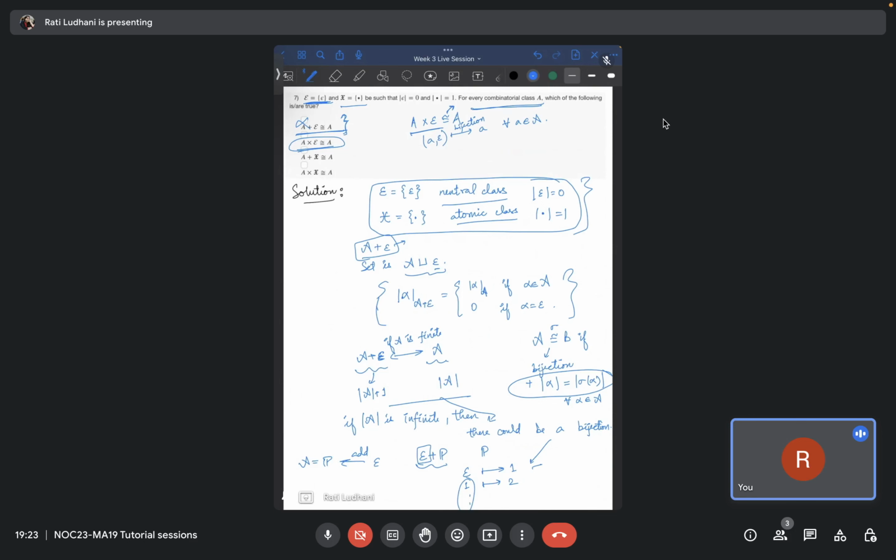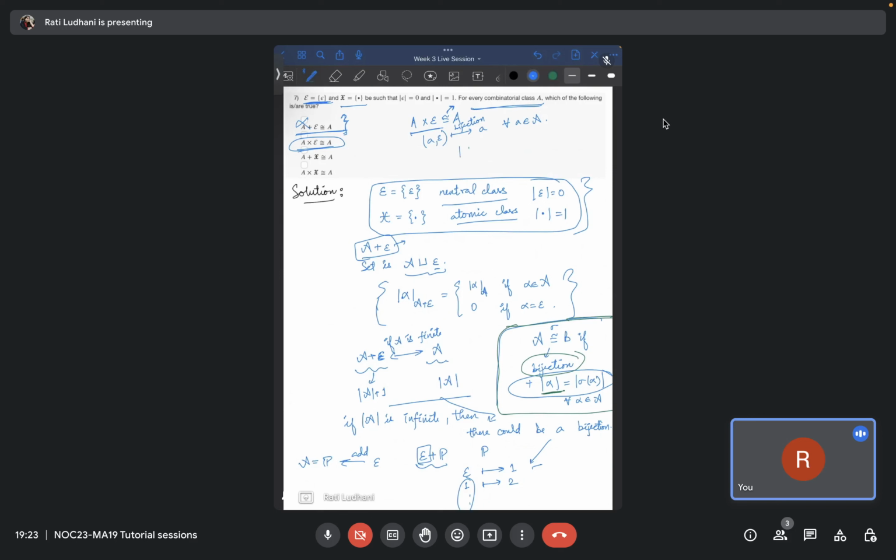So for an isomorphism, what we need, I can change colors. For an isomorphism you need these two conditions. There should be a bijection, and the size function of the element and of the image of that element should be the same. So you should have those two things. Now let's see what we have.